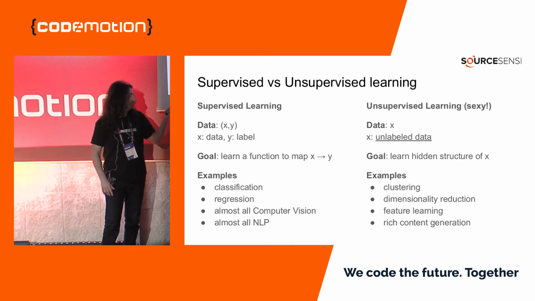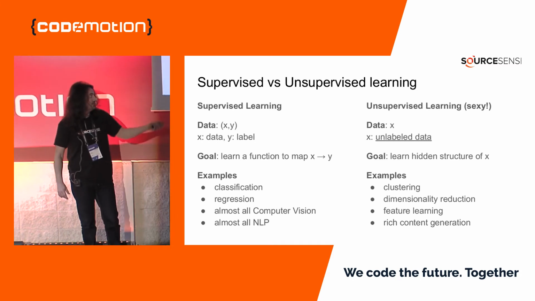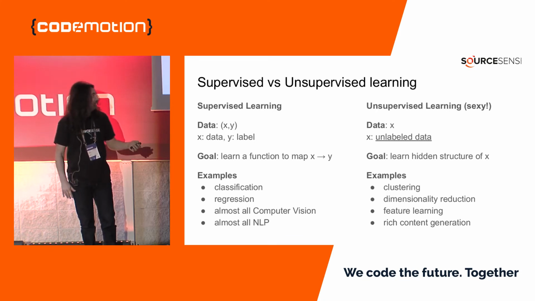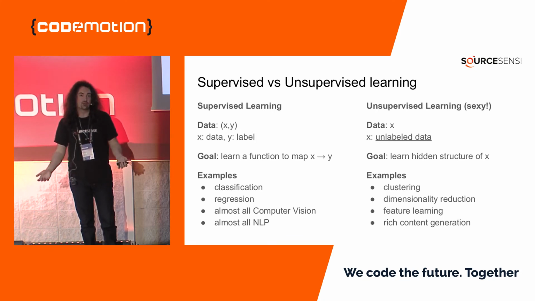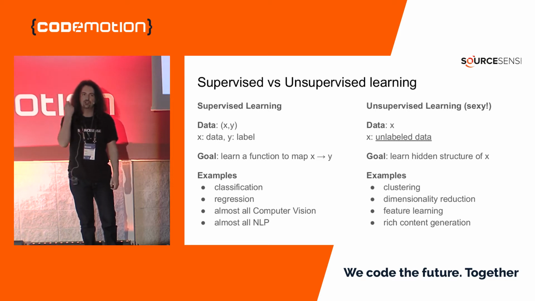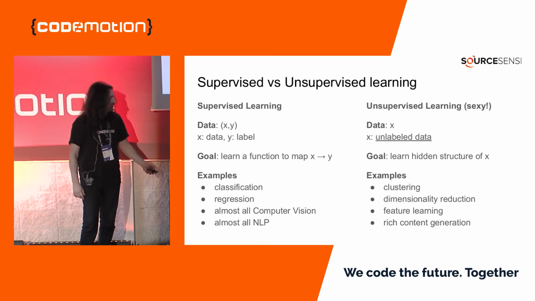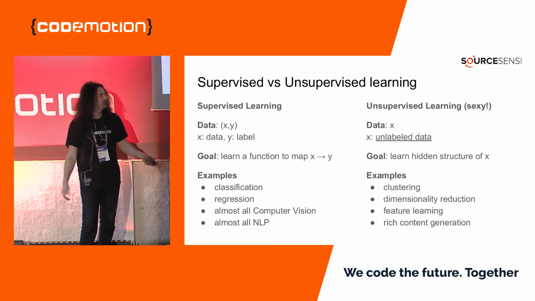And the practical applications are clustering and dimensionality reduction, in which we have very feature-rich data and want to lower it to simpler domains, in which we can more easily analyze this data. And we can also do feature learning. We have a lot of unstructured data. We want to extrapolate what are the features that we want to use to train a classifier on top of it. And of course, rich content generation.